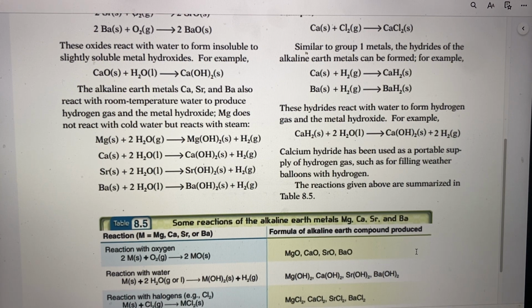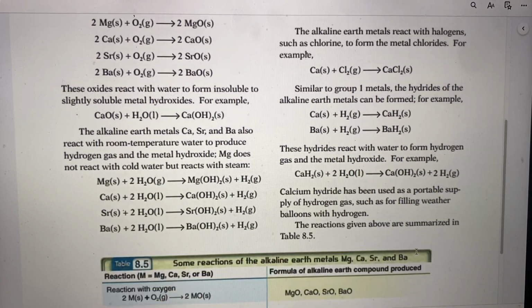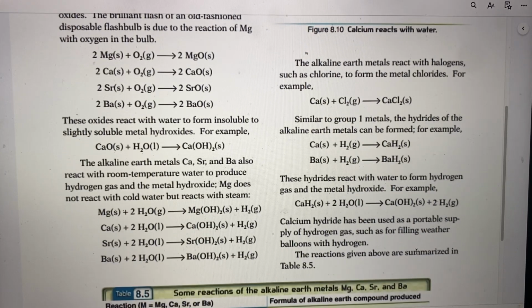So going on, alkaline earth metals react with halogens. The halogens are in that column clear on the other side, the column of fluorine and chlorine, column number 17. And so we have calcium plus chlorine, and they come together, and you have calcium chloride. See how they came together with a halogen? Pretty spiffy, huh?